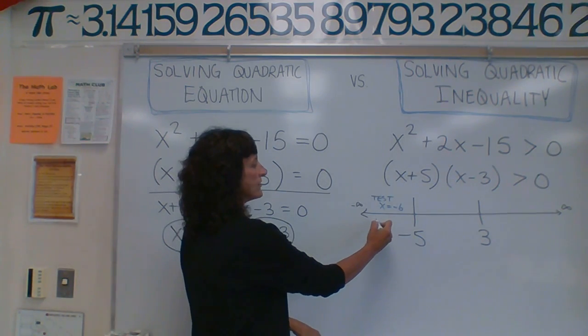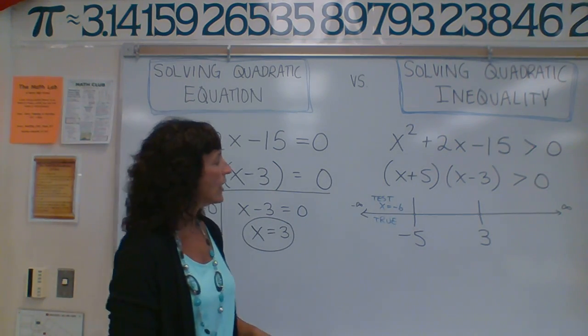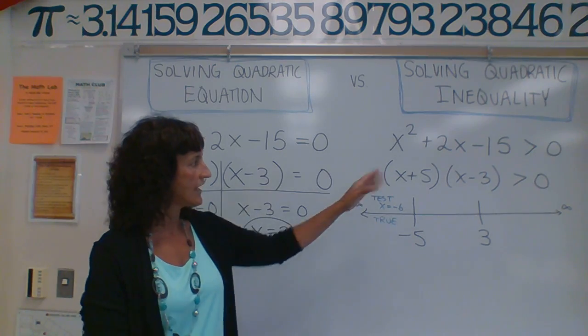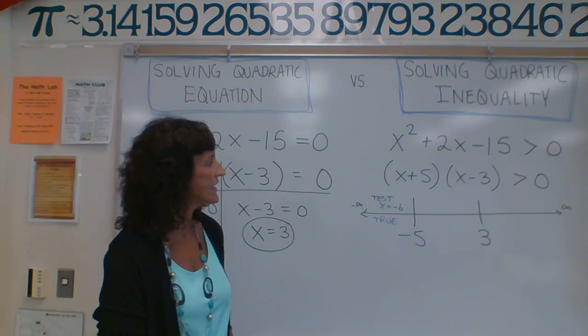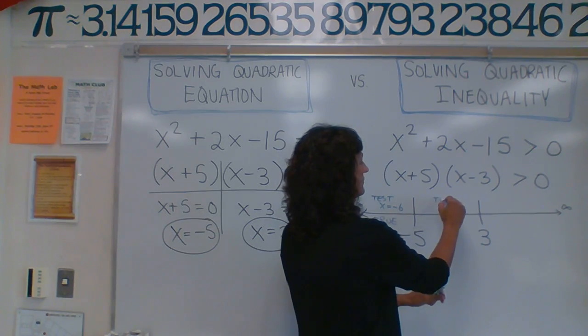Positive 9 is bigger than 0. This generates a true statement. So our solutions, negative infinity to negative 5, will be one of our intervals containing the solutions for this quadratic. Now, between negative 5 and positive 3, let's pick a number to test in this interval.